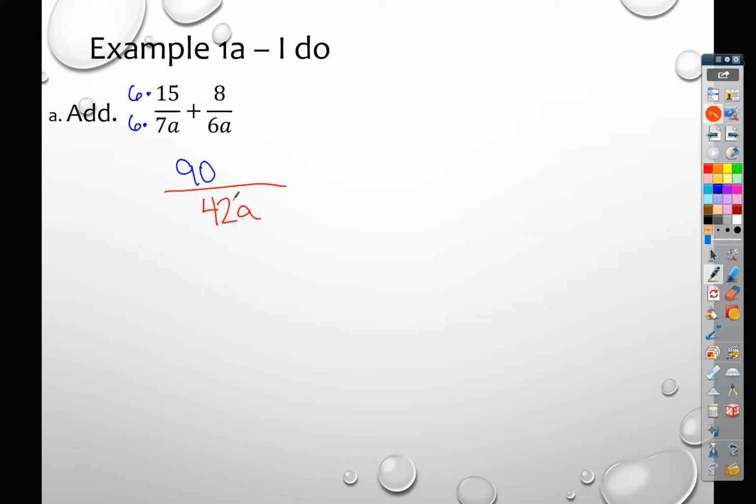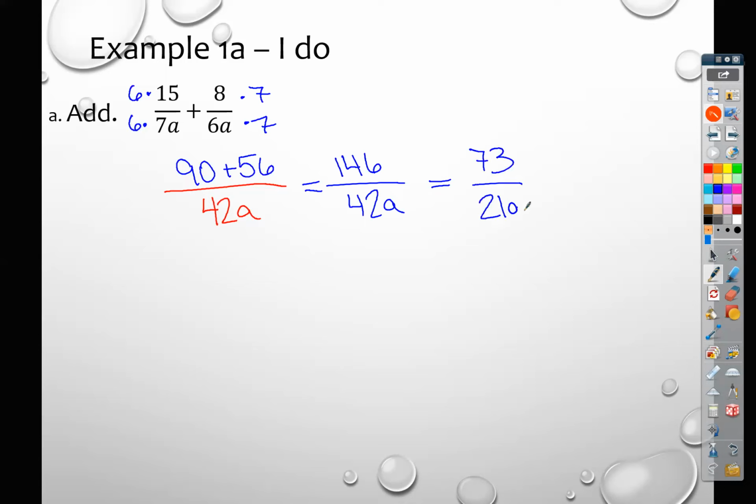What do I have to multiply to 6a to get 42a? 7. So I'd have to multiply 7 by the numerator. So when I do that, I would get 56. If I add those two things together, I get 146 over 42a. Now, they can both be divided by 2. So when you do, you get 73 over 21a. And that is my final answer.